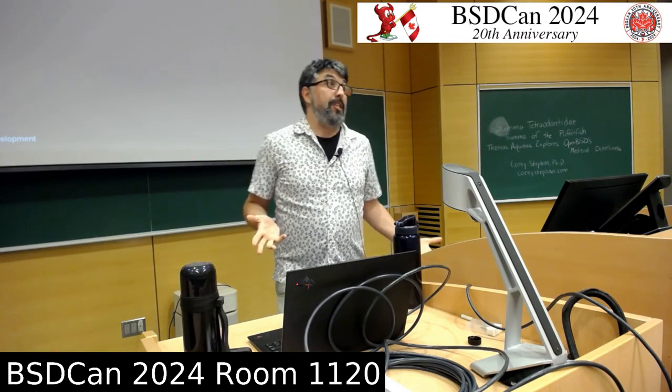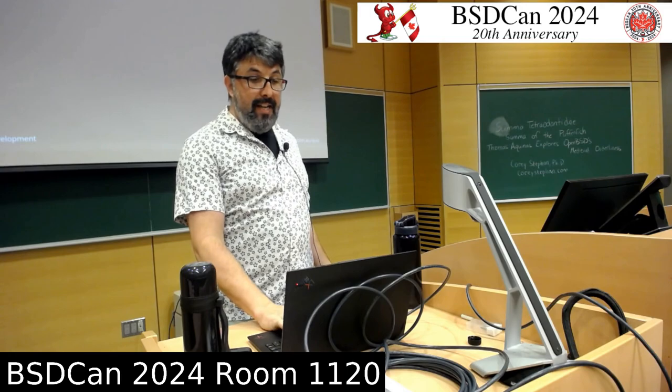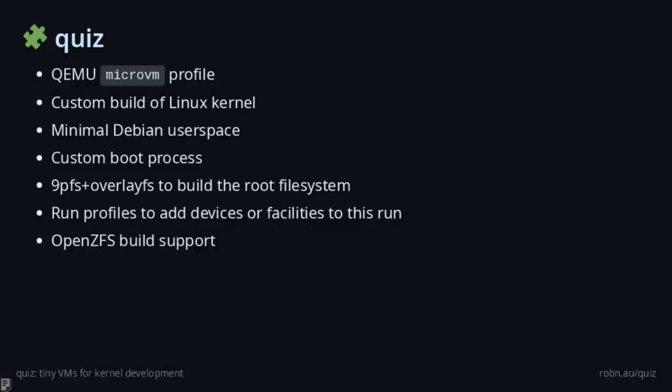It's a collection of bash scripts which just pulls a bunch of stuff together. It pulls together the QEMU microvm profile, which I'll talk about a little bit in a minute if you haven't already seen it. It uses a custom build of the Linux kernel. Remember, 20 years Linux guy. This is a Linux laptop. I develop on Linux for the moment. I'll talk more about FreeBSD in a minute. So this is all Linux for the moment, which is kind of weird at this conference.